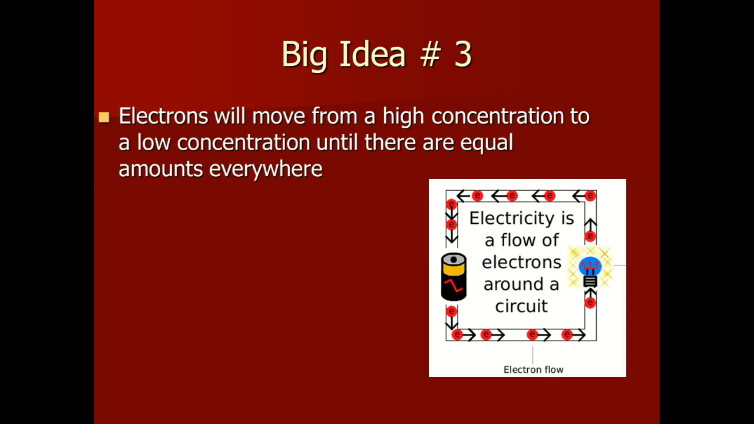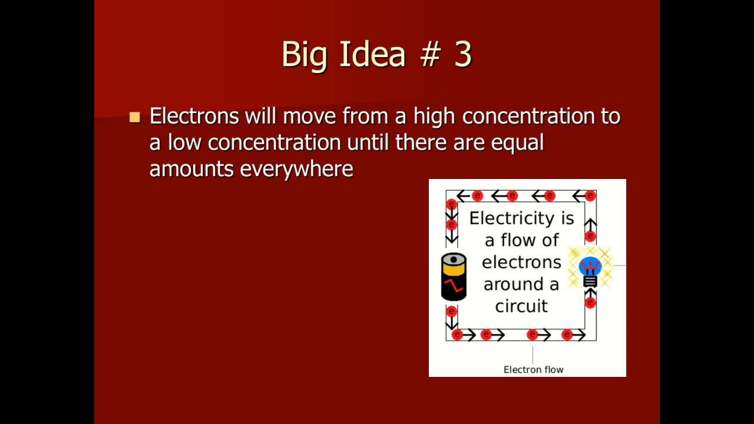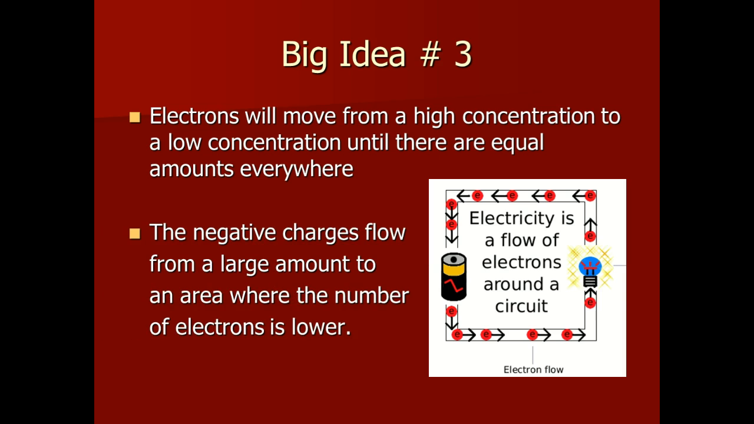Third big idea. Electrons will move from a high concentration to a low concentration until there are equal amounts everywhere. So it'll take a high concentration of negative charges, find a low concentration of negative charges, and they'll all move there. The negative charges flow from a larger amount to a lower amount.